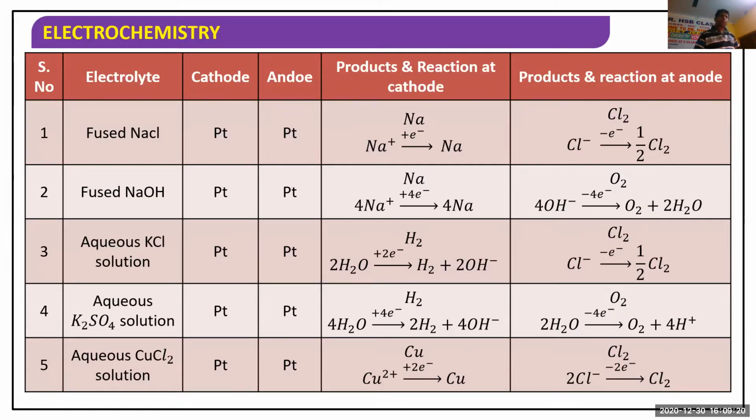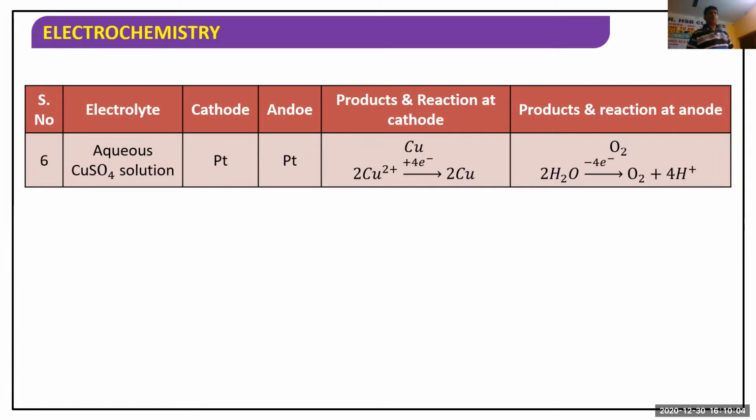For fused sodium chloride, cathode and anode are platinum. It will form sodium at cathode and chlorine at anode. But in aqueous solution, it will be different. In aqueous solution of sodium chloride, hydrogen will be formed at cathode and chlorine will be formed at anode. But for fused sodium chloride, sodium is deposited at the cathode and chlorine is deposited at the anode.